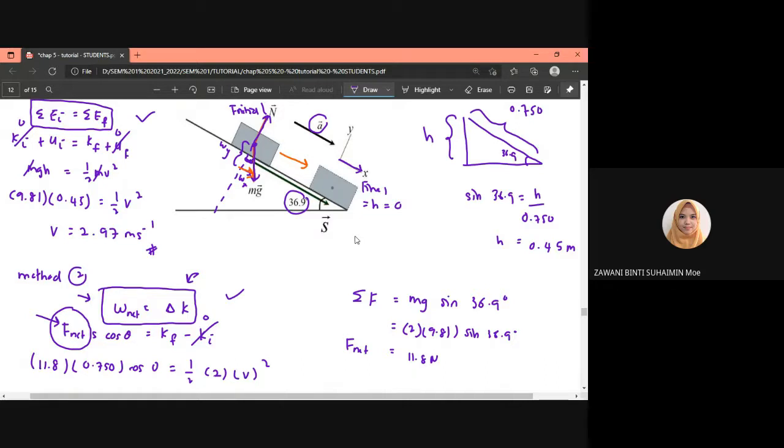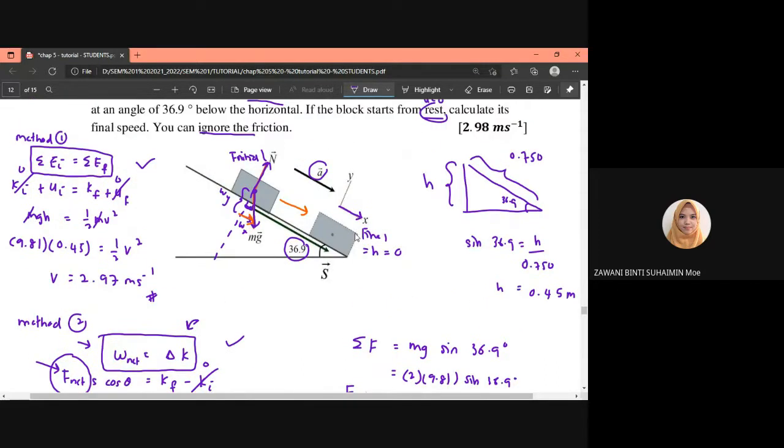So sekarang ni contoh kita punya X kan dalam komponen kita punya velocity kan, motion kita dalam komponen X saja. So sebab tu kita study force net in term of X component. So we don't need to study force in term of Y component iaitu normal. Don't need. Okay, buang masa.